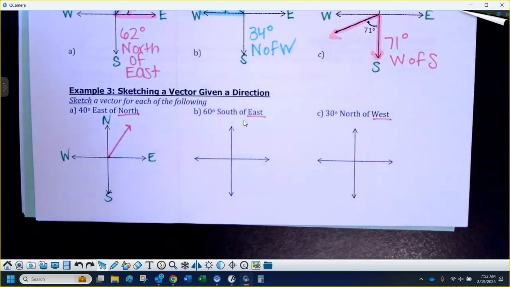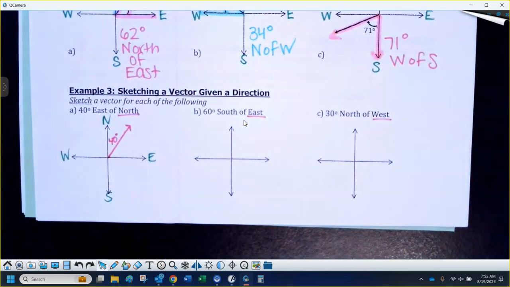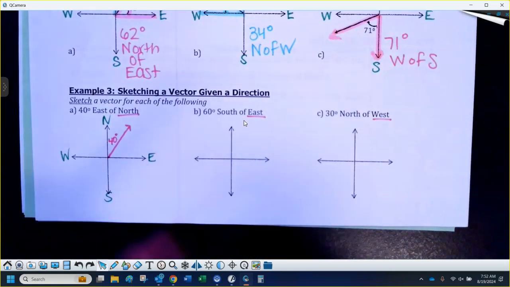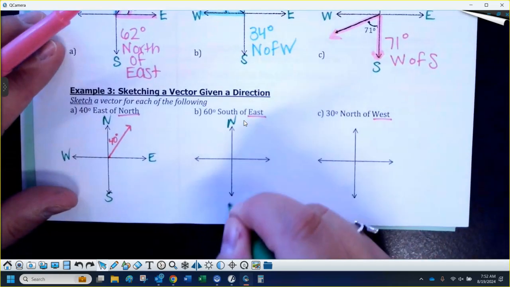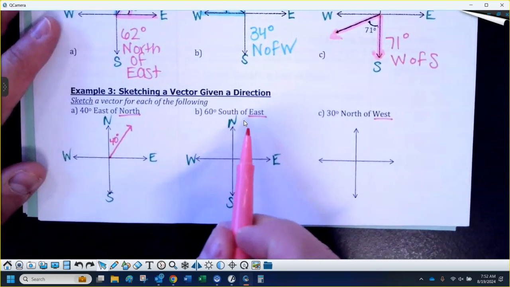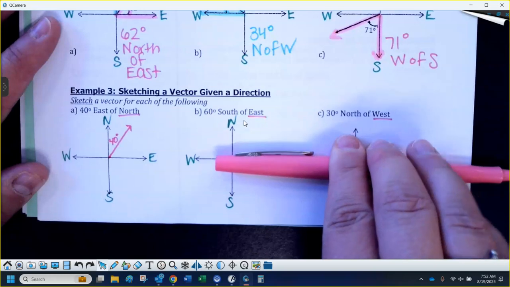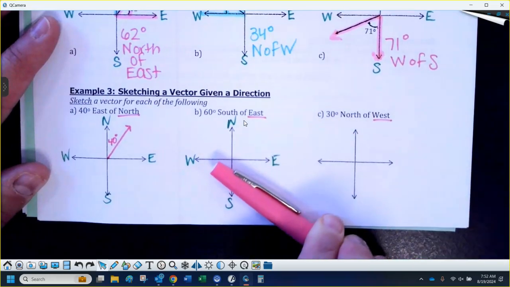And then I'm just going to ask you to put the angle measure in between where you start and where you get to your vector. So this is 40 degrees east of north, and just kind of eyeball where you think 40 degrees would be. 45 is directly in the middle. So if I do this one, I've got north, south, west, and east. Now, whatever the second word is, that's the side you would start on. So I'd start on the east, and it says south of east, so I would go down towards the south.